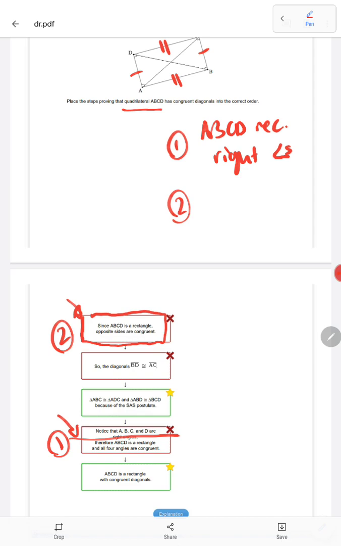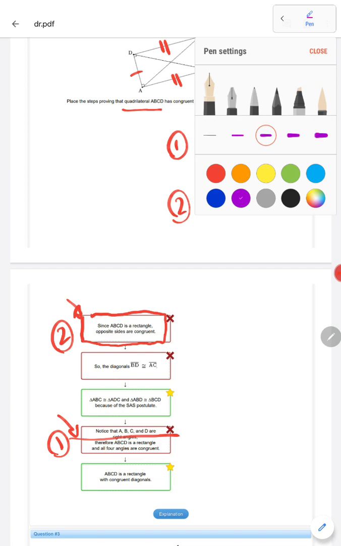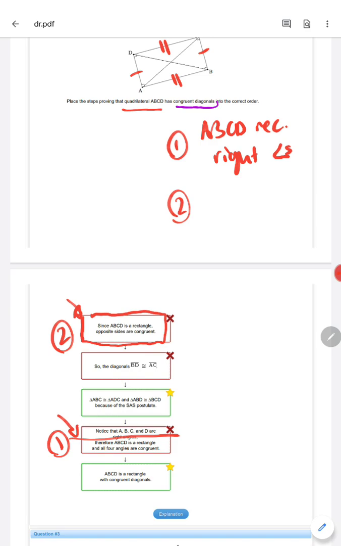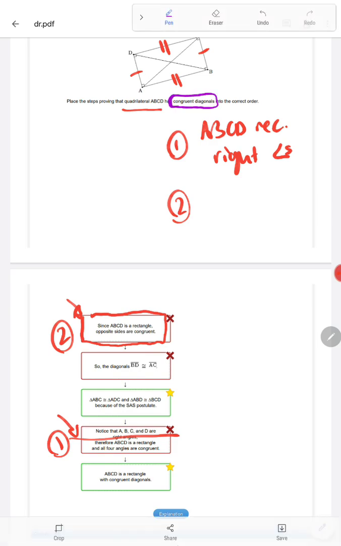By the way, the point of this question was showing that the diagonals are congruent. The diagonals are DB and AC. That must be my last step. Out of these five items, "ABCD is a rectangle with congruent diagonals" goes in the last step.